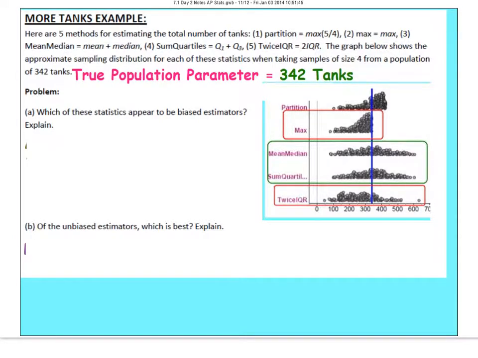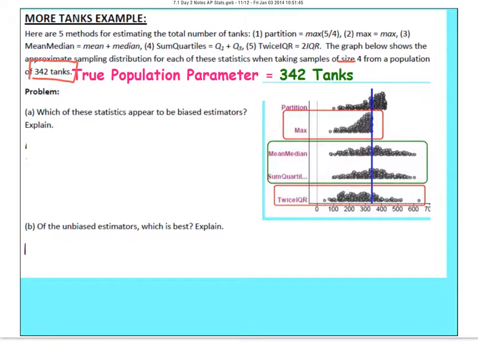So they were able to get information on 342 tanks, and they took a sample size of 4, created sampling distributions to see what it would look like. Now what you're seeing over here, this blue line actually represents the true population parameter, which was 342. So ultimately that was the correct answer. So as the mathematicians, before they even knew this, which one of these would have been the best estimator?